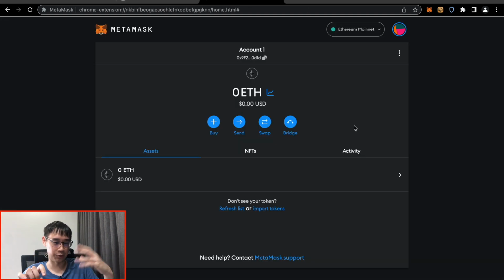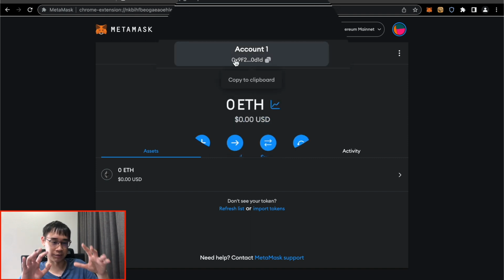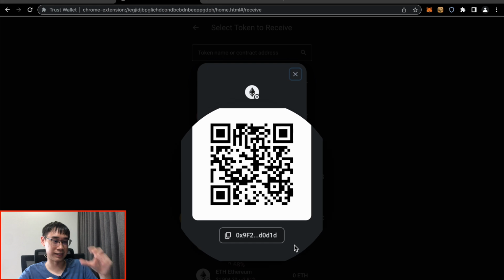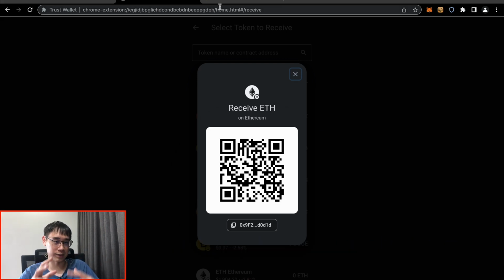So let's say for this case, I have some assets on my MetaMask wallet, and it comes with this wallet address that ends with 0D1D. If I use this same seed phrase and imported it to Trust Wallet, I would have exactly the same wallet on Trust Wallet as the one that I previously had on MetaMask, as both of them have the wallet address that ends with 0D1D.